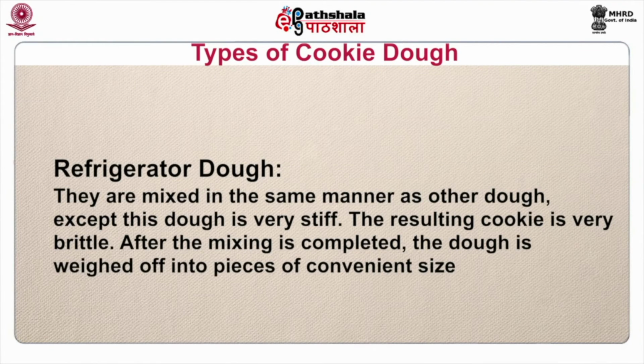Refrigerator dough. They are mixed in the same manner as other dough, except this dough is very stiff. The resulting cookie is very brittle. After the mixing is complete, the dough is weighed off into pieces of convenient size. The dough is then formed into rolls, which may be wrapped and refrigerated until needed. This eliminates waste and provides a ready source of dessert at short notice.